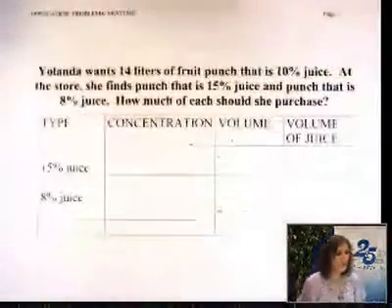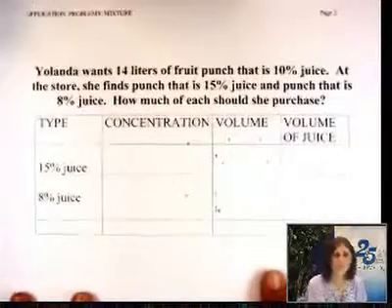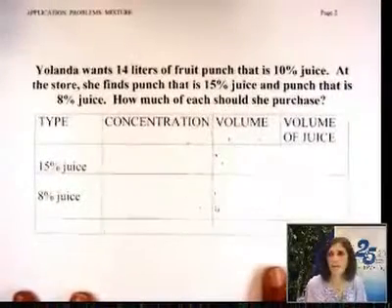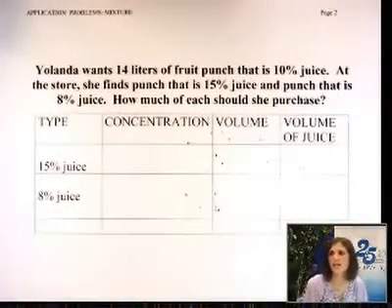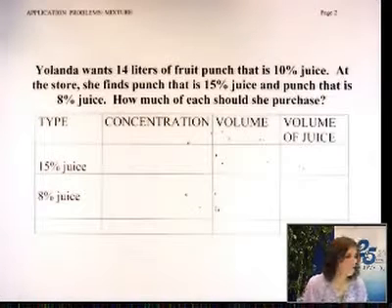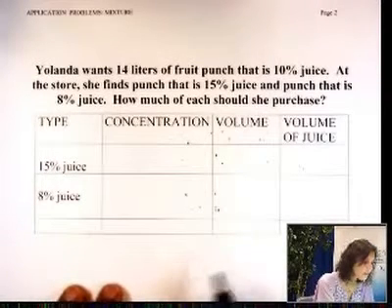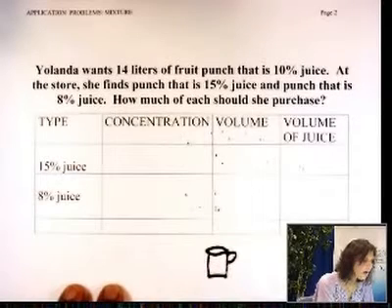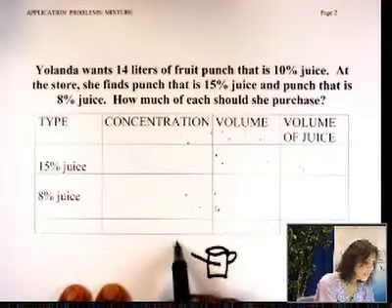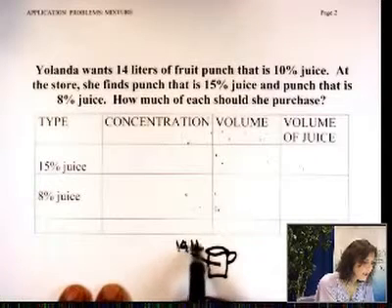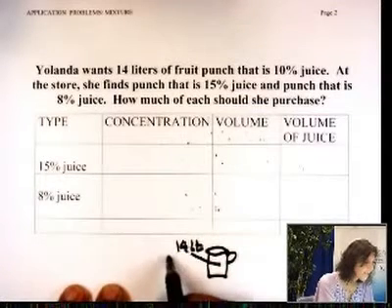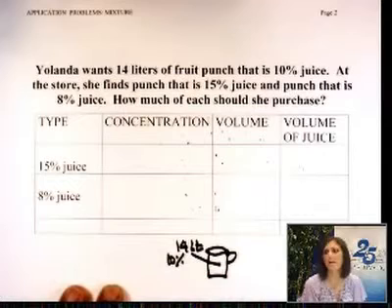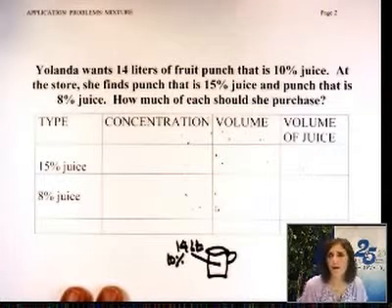Now let's go and try to do this problem. Yolanda wants 14 liters of fruit punch that's 10% juice. So this is what she wants. She wants 14 liters, and she wants that to be 10%. That's what she likes.